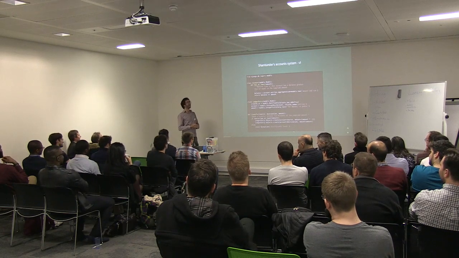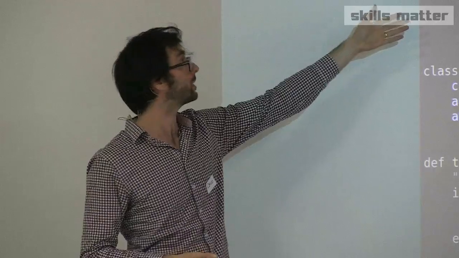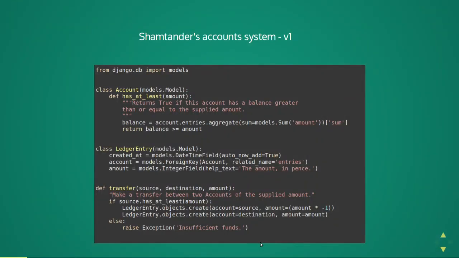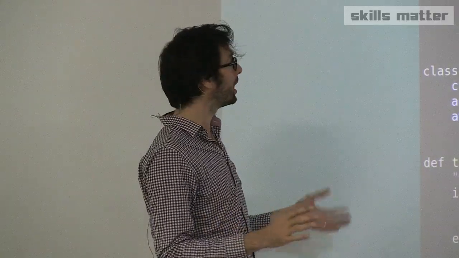Okay, so here we have two models. We have an account model, and all the account model is, it's just like a bank account in Shamtamdare. Doesn't have any other extra information. We've also got a ledger entry model. And what the ledger entry is, you can think of it like a line on your bank statement or something. So it would be something either coming in or going out. That's all you really need to know about that one.